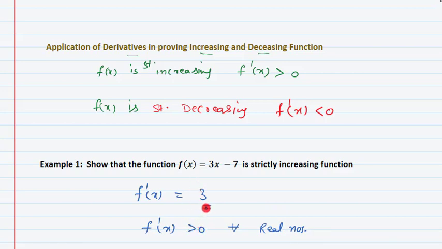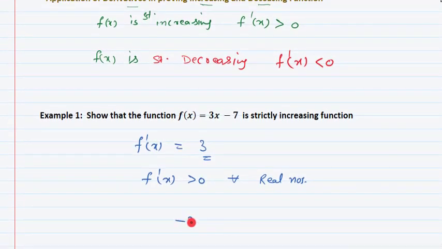Similarly, in the second example, we have taken the function as −2x + 5. Clearly, if this is f(x) and we calculate f'(x) here, it is −2, which is less than 0. So without any difficulty we can say that the function is strictly decreasing for all real numbers. Similarly, you can prove other examples by using derivatives, that the function is strictly increasing or decreasing on the given interval.